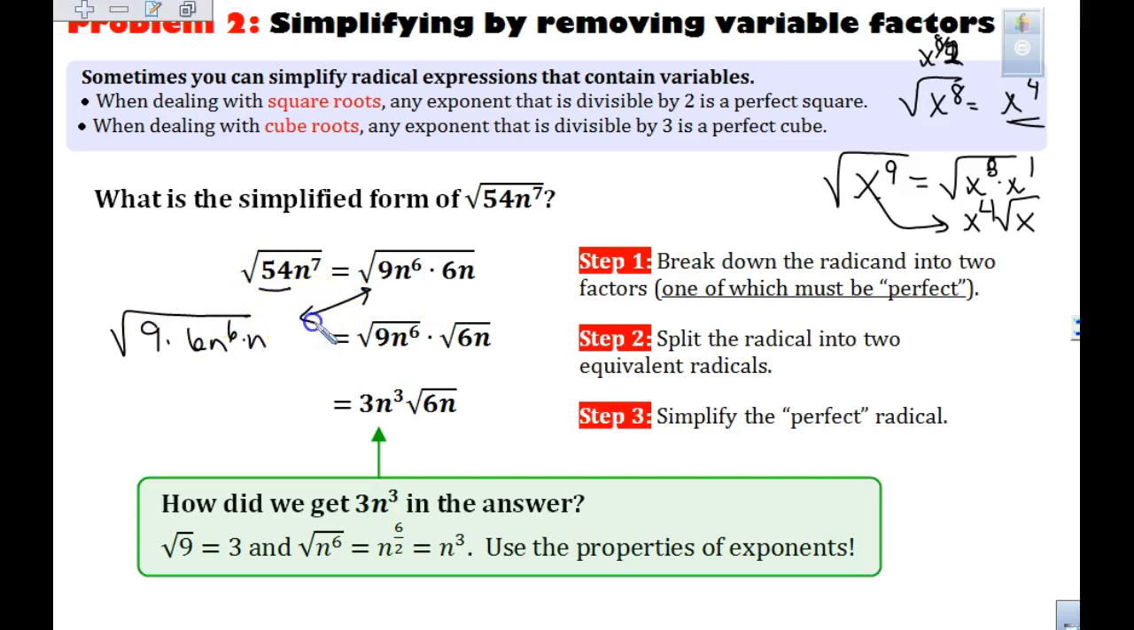So whichever way you prefer, if you like putting your perfect squares together, the square root of 9 is 3, n to the 6th, we're going to divide it by 2. And we can't simplify square root 6 or n, so we leave it. So how do we get 3n to the 3rd? Square root of 9 is 3. N to the 6th, we can think of that as 6 divided by 2, which is n to the 3rd. So we're still using those exponent properties from the last unit.